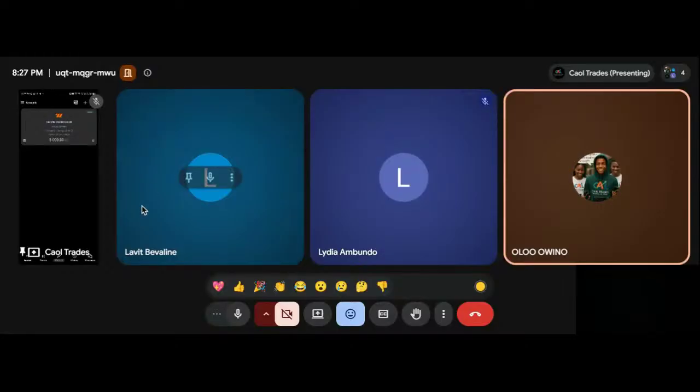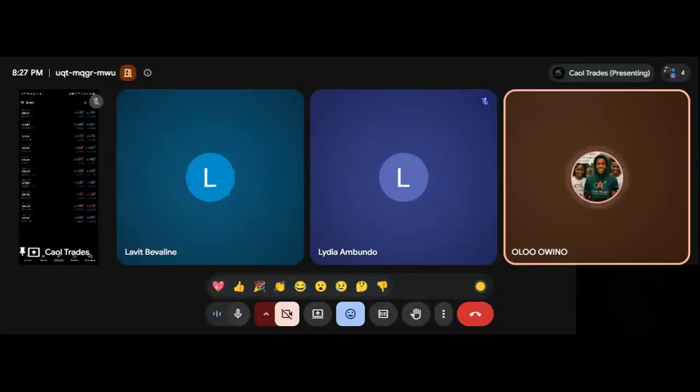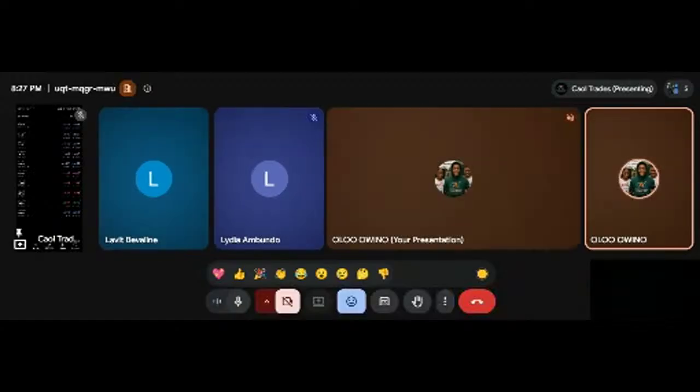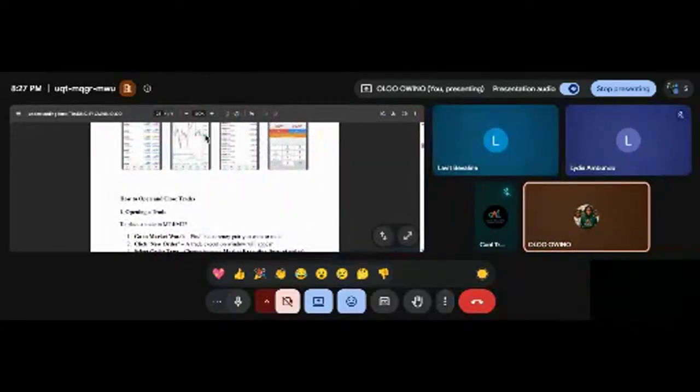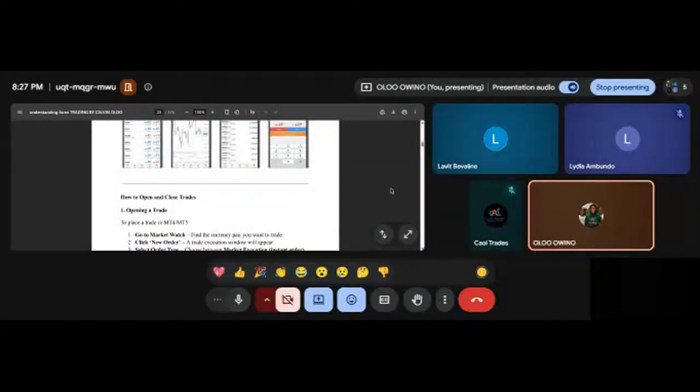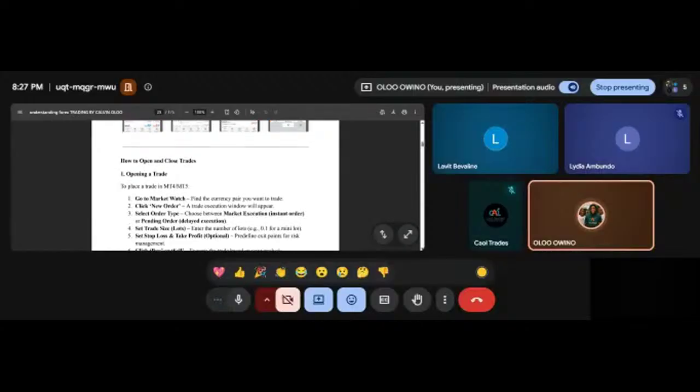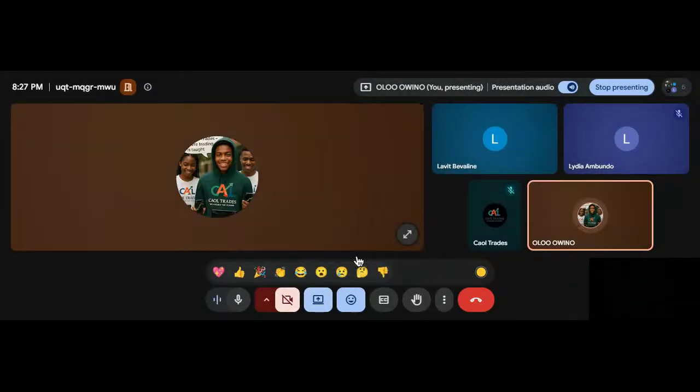Now, we are in our account. We have logged into your account. Now, from our document, let me share. From it, we are looking at opening a trade, and from the instructions, you go to Market Watch. So let's go to Market Watch. This is where the Market Watch is.